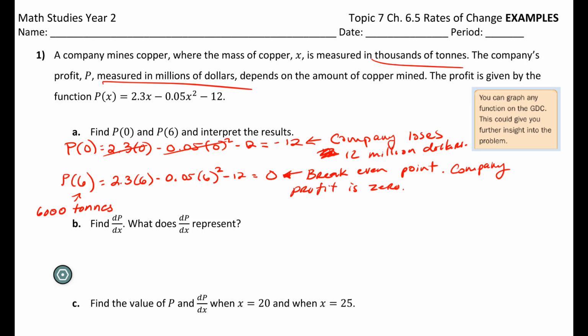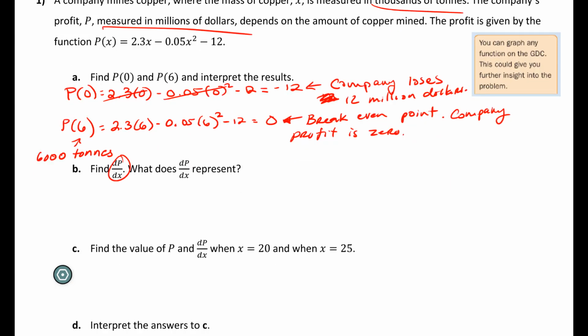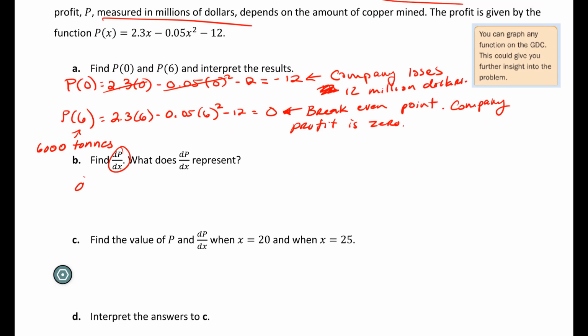We've done that before. Now we look at dP over dx. Well, again, this is just our gradient function. That means we want to do the derivation. We want to differentiate P of x with respect to x. So we do this derivation pretty quickly. 2.3x, we know that the x is going to go away. We're left with 2.3. Then negative 0.05x squared comes next. The exponent comes down, it multiplies with that constant to give us negative 0.1, and then x squared turns into x, and the negative 12 goes away.